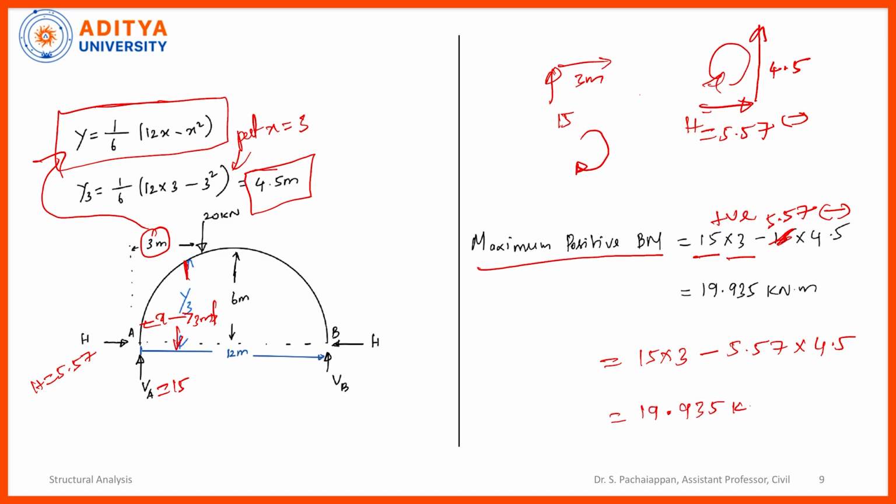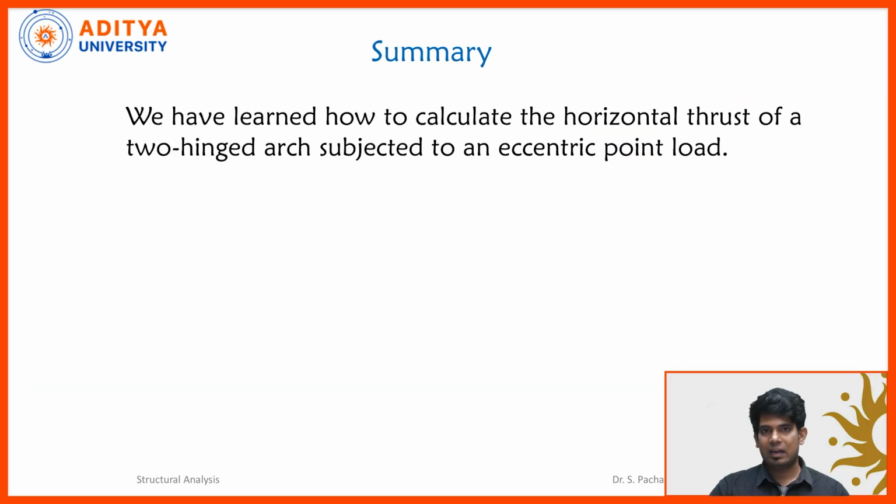19.935 kilonewton meter. Okay, so from this lecture we learned how to calculate the horizontal thrust. Also we learned how to calculate the maximum bending moment of a two hinged arch subjected to an eccentric point load. Okay, so in the next lecture we are going to discuss the two hinged arches, the same horizontal thrust, how to calculate it for the two hinged arches.